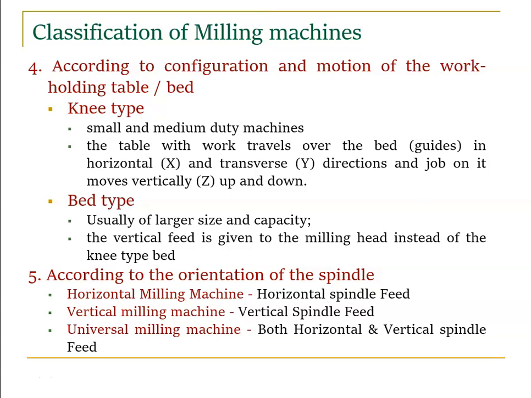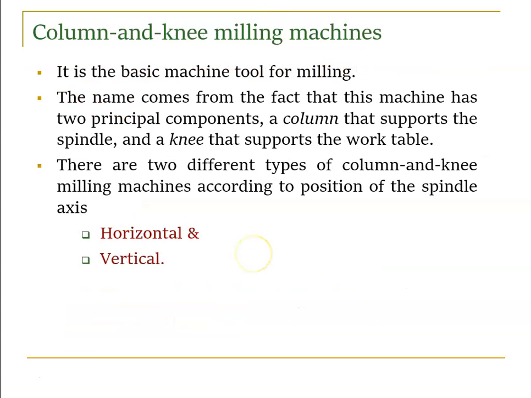If the spindle is universal, both horizontal and vertical, then we say universal milling machine. The next is the column and knee milling machine. It is a basic machine tool for milling.